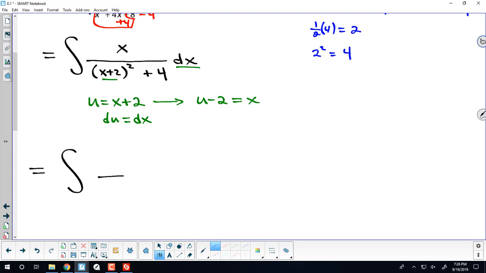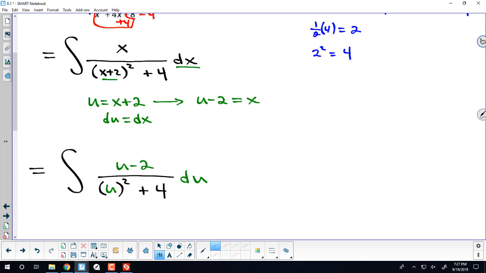So I've got a u minus 2 up top, and my du. The quantity x plus 2 squared, that's now u squared. Plus 4 stays plus 4. Doesn't look like much of an improvement, does it? Instead of one thing on top, now we have two things on top.